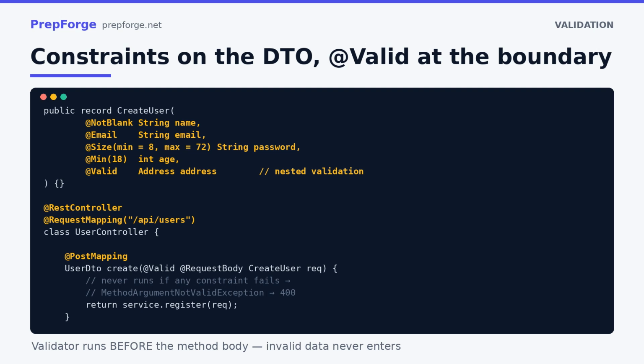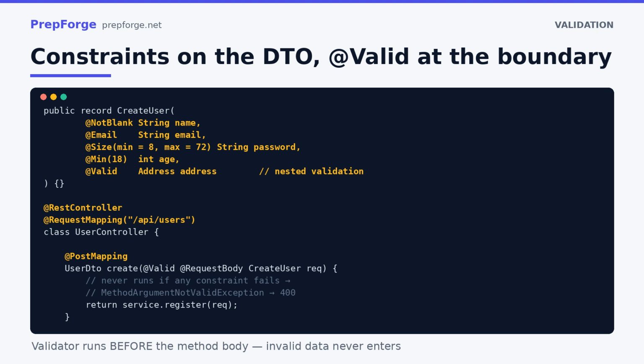The pattern has two halves. First, annotate the DTO fields with constraints: @NotBlank, @Email, @Size for the password, and @Min for age, and mark nested objects @Valid to validate them recursively. Second, place @Valid on the @RequestBody parameter.